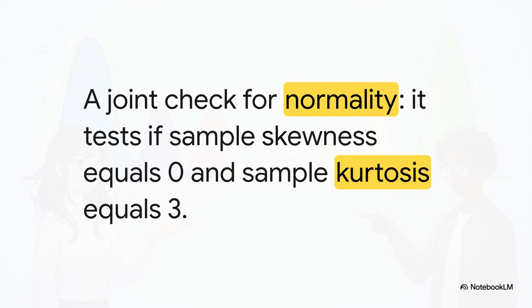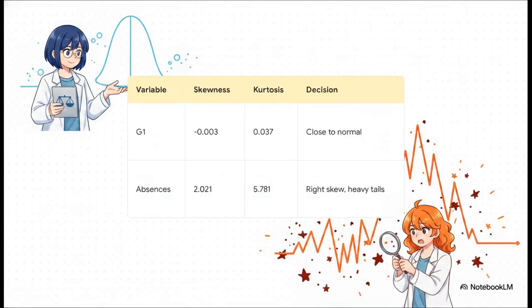It's a joint test of the null hypothesis that your sample skewness equals exactly 0 and your sample kurtosis equals exactly 3. If your data strays too far from those numbers, the test mathematically rejects the assumption of normality. It's brilliant. Let's look at an actual SPSS software output. We've got 2 variables here, G1 and absences. Look at G1 first. Its skewness is negative 0.003, literally almost perfectly 0, and its excess kurtosis is 0.037. It is highly symmetric and mesokurtic, extremely close to a normal shape.